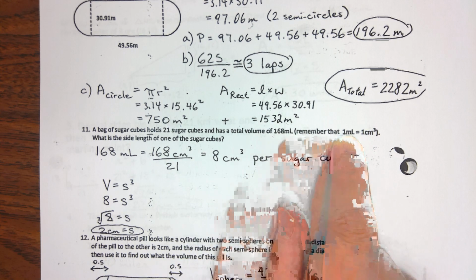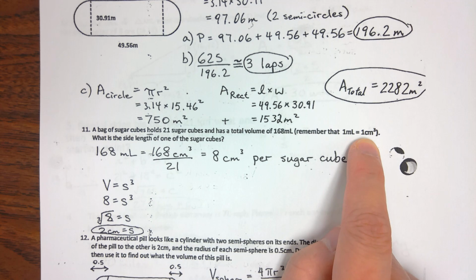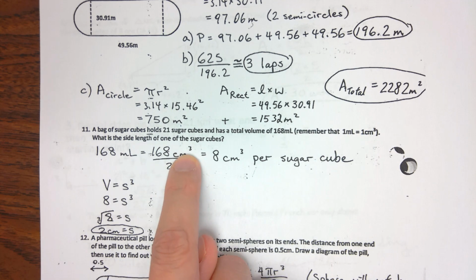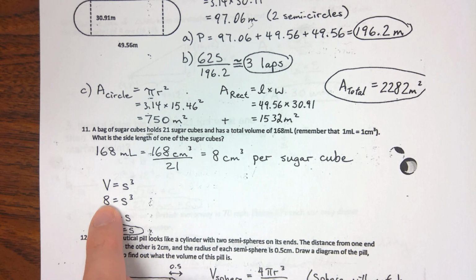168 milliliters. So remember the conversion: 1 milliliter is 1 centimeter cubed. So that means it's the same. When you divide it by 21, that means each of them is 8 centimeters cubed. Okay? You know that the volume of one cube is 8.